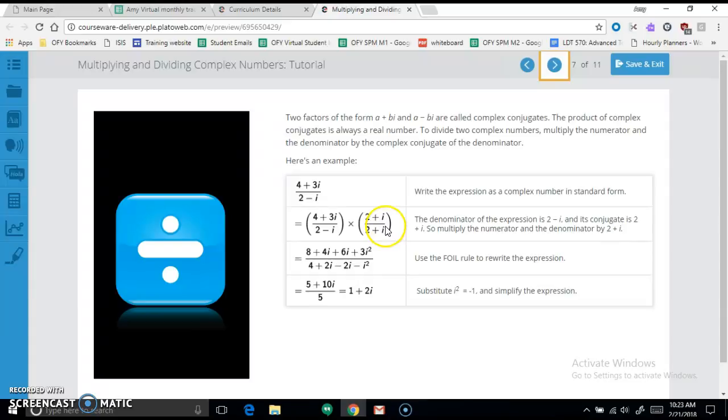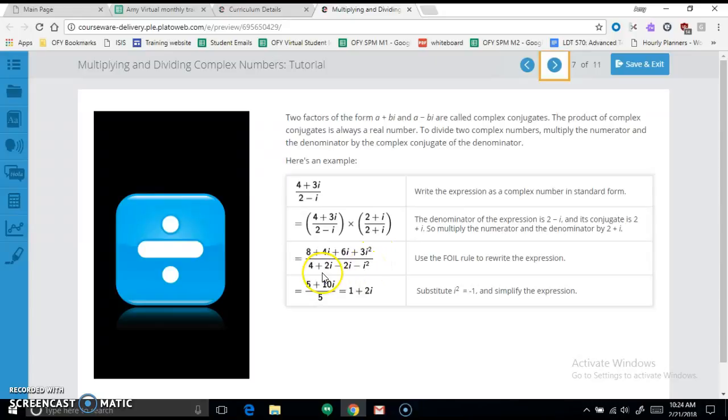And so that goes on the top and the bottom, and then you just do FOIL like we did a second ago. So 4 times 2 is 8, 4 times i is 4i, 3i times 2 is 6i, 3i times i is 3i squared. And then on the bottom, the cool thing that will happen when you have a conjugate on the bottom is that a lot of things cancel out. So 2 times 2 is 4, 2 times i is 2i, -i times 2 is -2i, so those will cancel, and -i times i is -i squared.